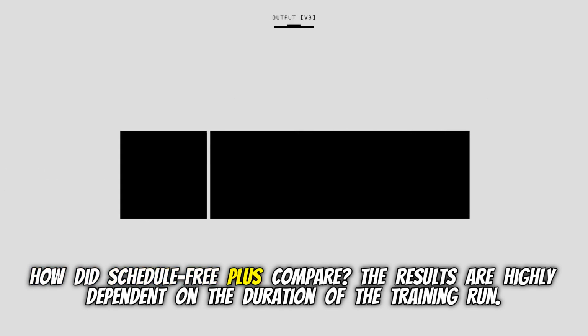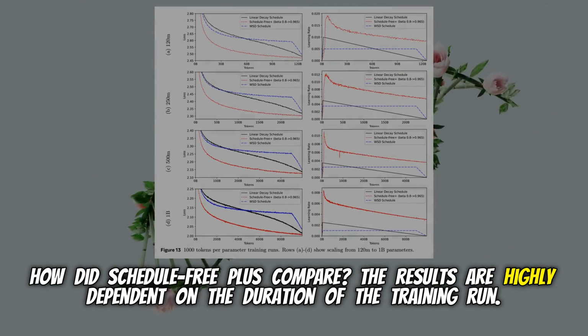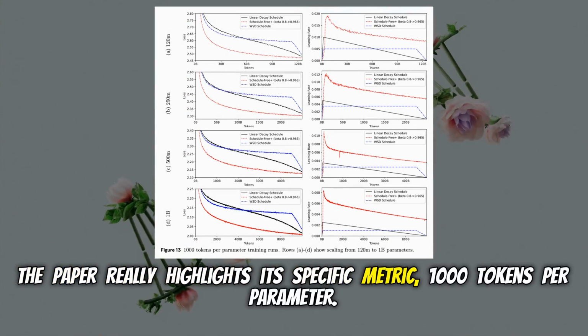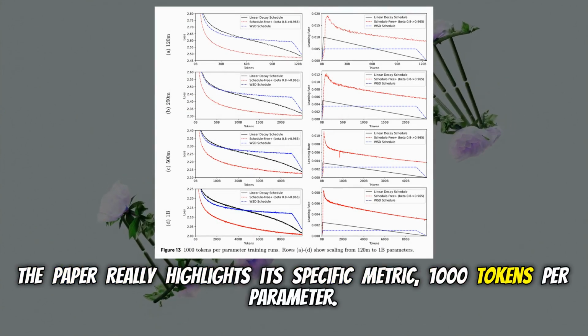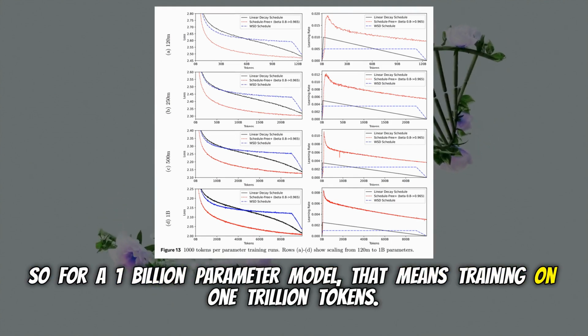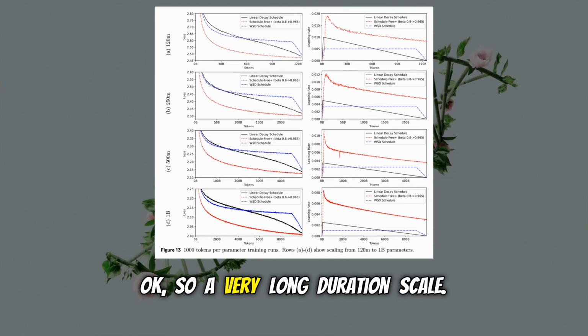How did ScheduleFree Plus compare? The results are highly dependent on the duration of the training run. The paper really highlights a specific metric, 1,000 tokens per parameter. So for a 1 billion parameter model, that means training on 1 trillion tokens. Okay, so a very long duration scale.